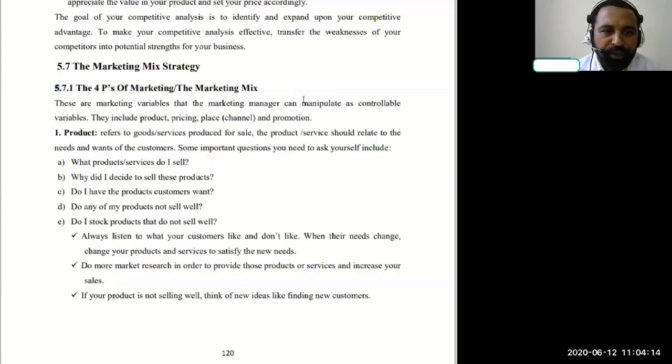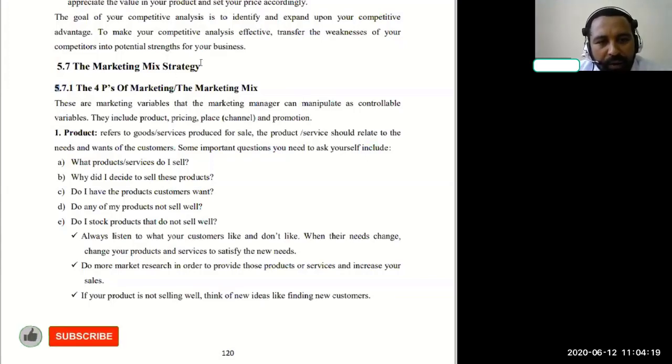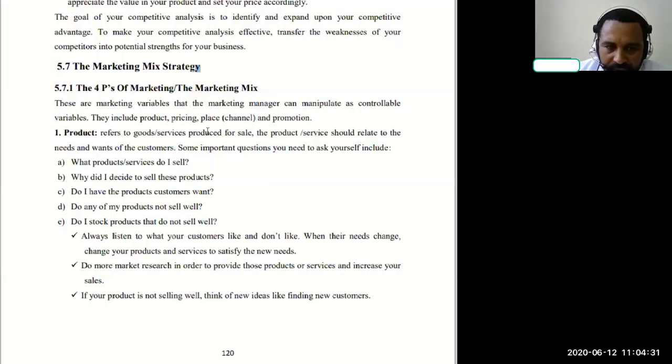Let's begin with today's session. I hope we have discussed different marketing information system techniques. We have discussed internal records of the organization. We have discussed marketing research, marketing intelligence, and competitive analysis to make reasonable marketing decisions.